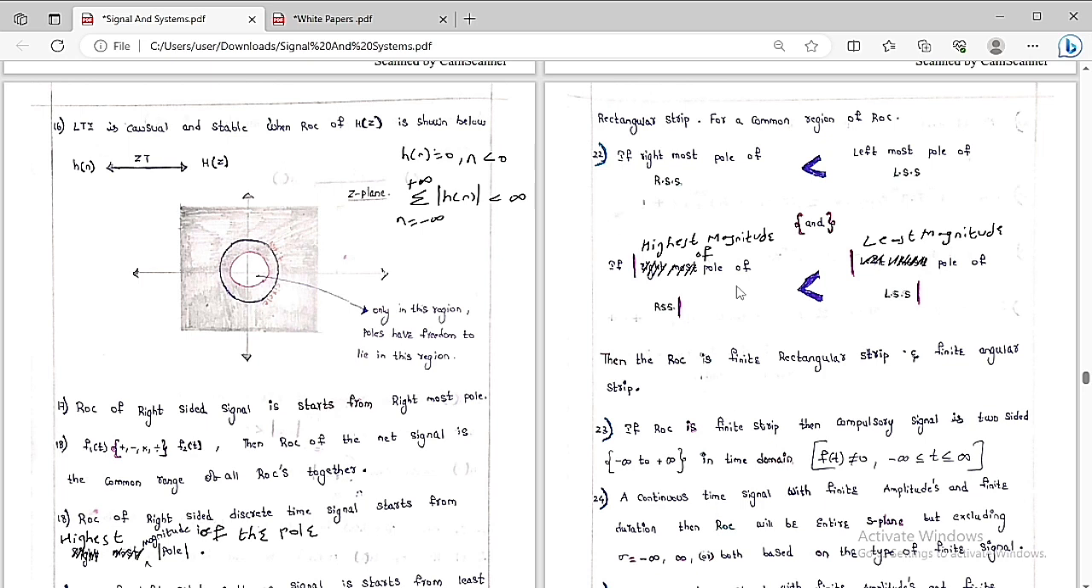So see, this is for the continuous time case and this is for the discrete time case. If the rightmost pole of the right-sided signal is less than the leftmost pole of the left-sided signal, then there will be a common ROC. Similarly, if the highest magnitude pole of the right-sided signal is less than the least magnitude pole of the left-sided signal, definitely there will be some angular strip between the two. Then we can say that the signal is a two-sided signal.